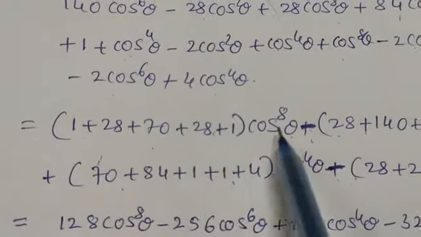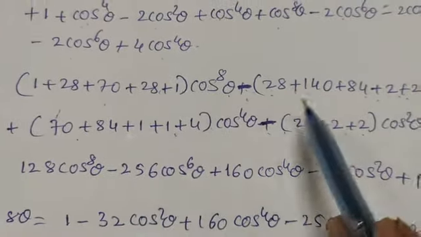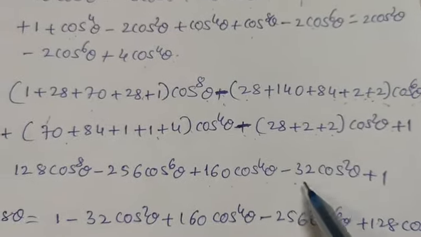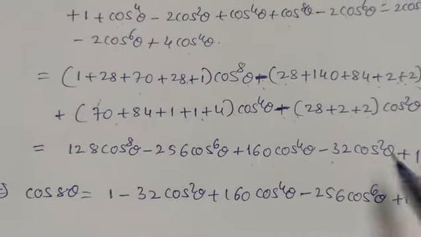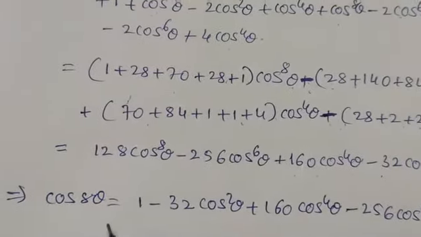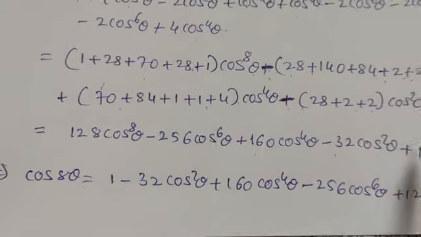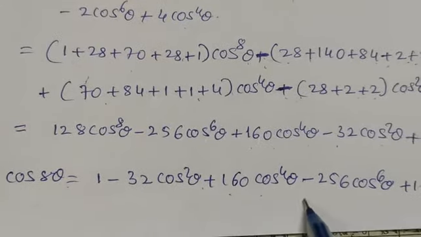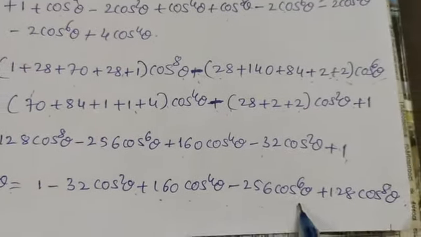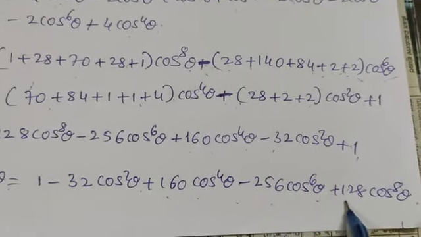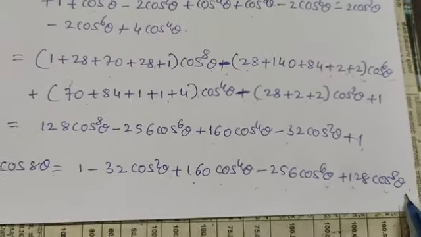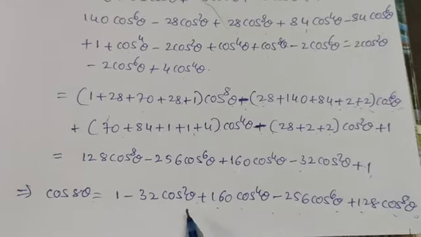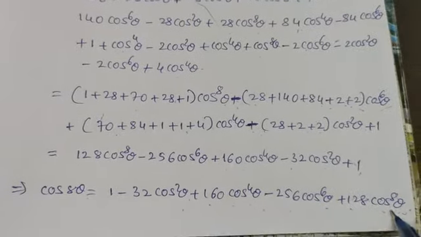Simplify this. You add all the terms, you will get 128 cos to the power of 8 theta minus 256 cos to the power of 6 theta plus 160 cos to the power of 4 theta minus 32 cos square theta plus 1. You just write this in ascending order. This implies cos 8 theta is equal to, first you write the constant term 1, then minus 32 cos square theta plus 160 cos raised to 4 theta minus 256 cos to the power of 6 theta, then plus 128 cos to the power of 8 theta. So this is the expansion of cos 8 theta in terms of powers of only cos theta. So this is the expansion here.